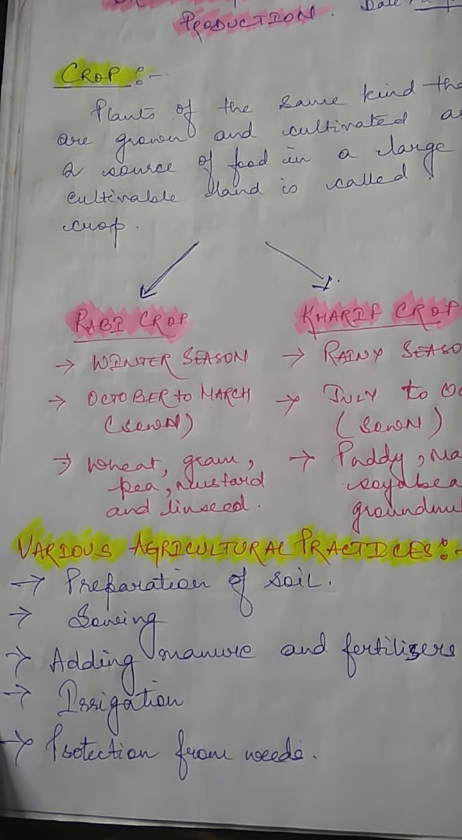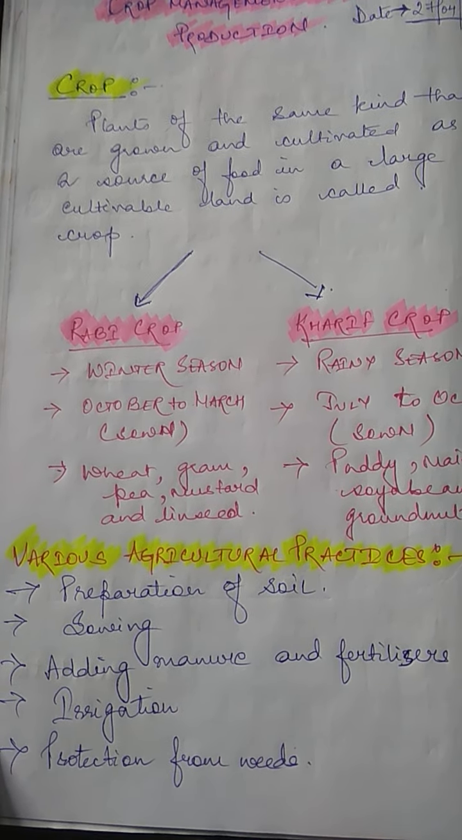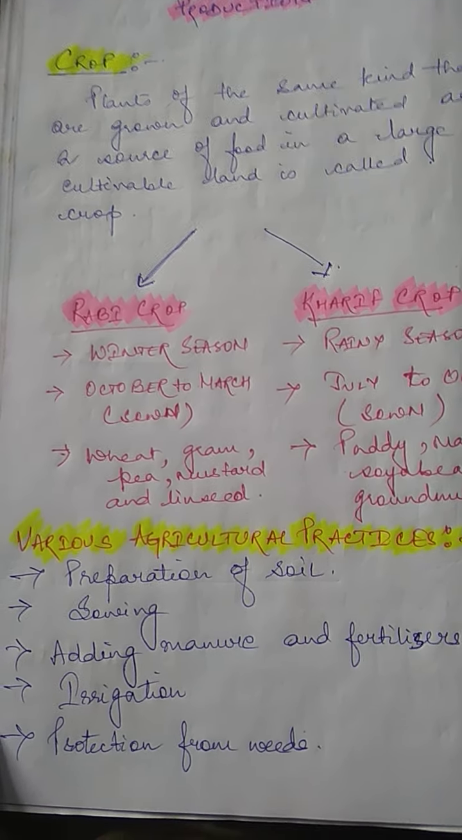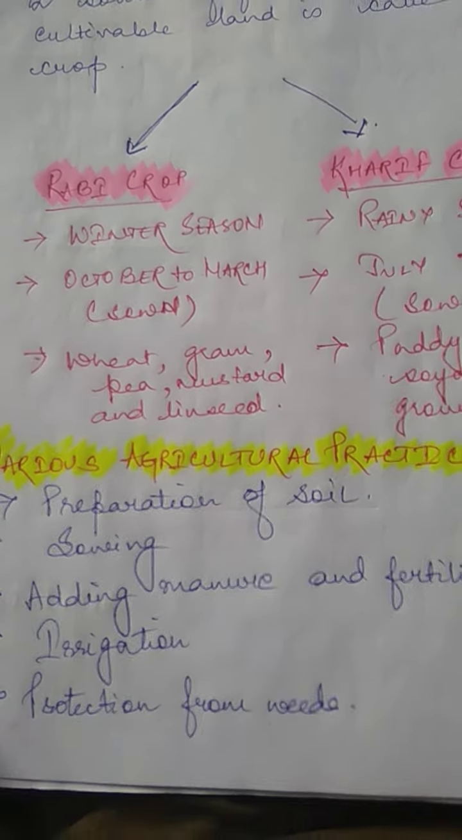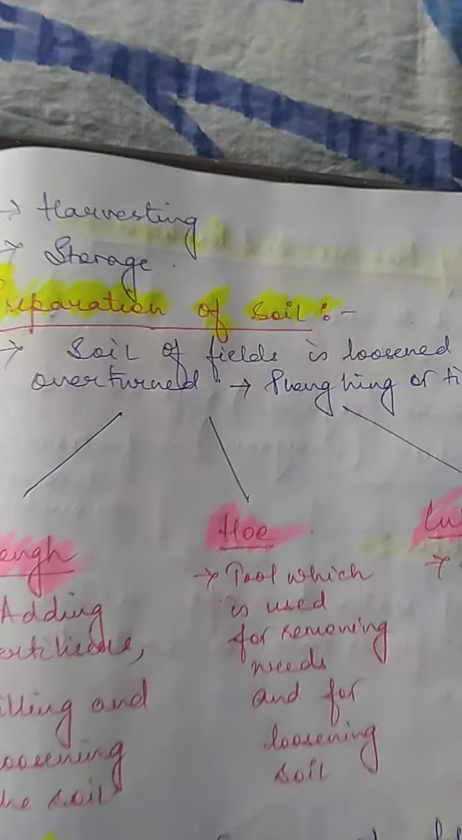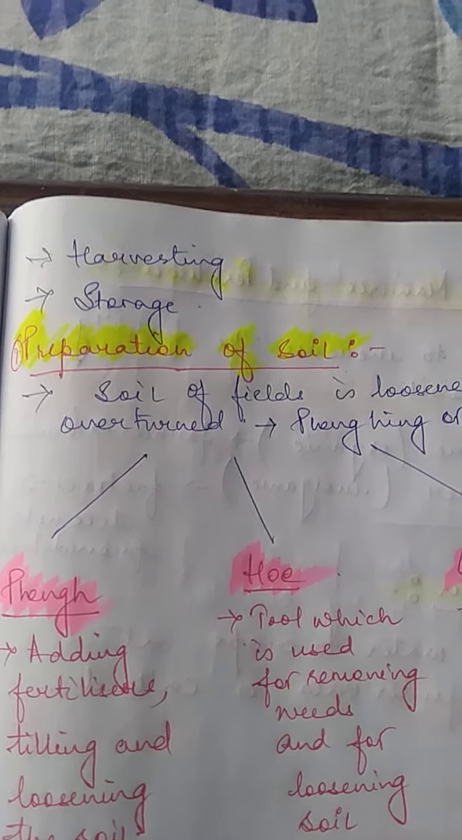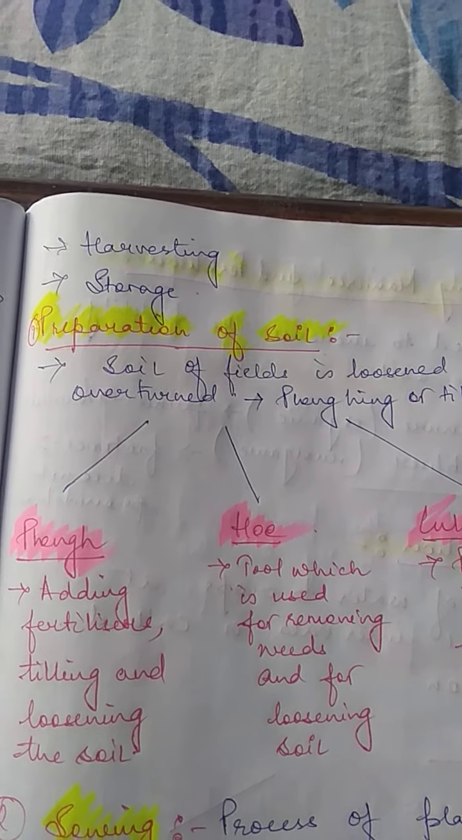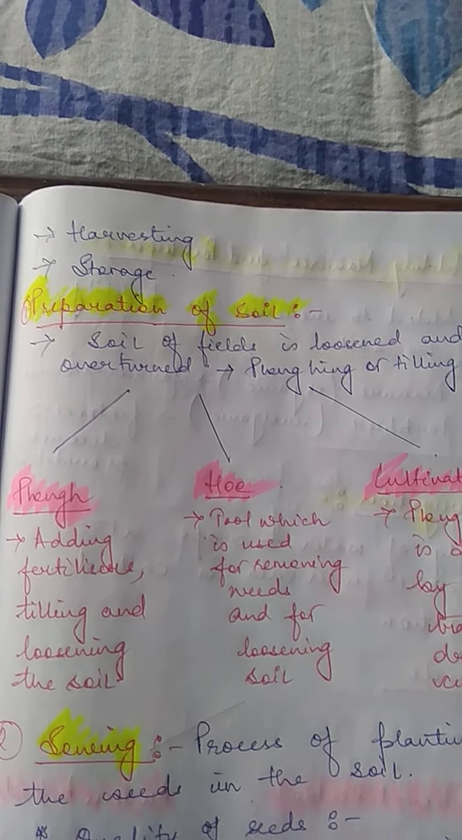Now, various agricultural practices means the steps that are done for your crop production. First is preparation of soil, second is sowing, then adding manure and fertilizers, irrigation, that is watering the plants, and then protection from weeds. Weeds are unwanted plants which grow together with your crop. Next is harvesting, and the last one is storage, so that when the crops reach us they are in proper form.